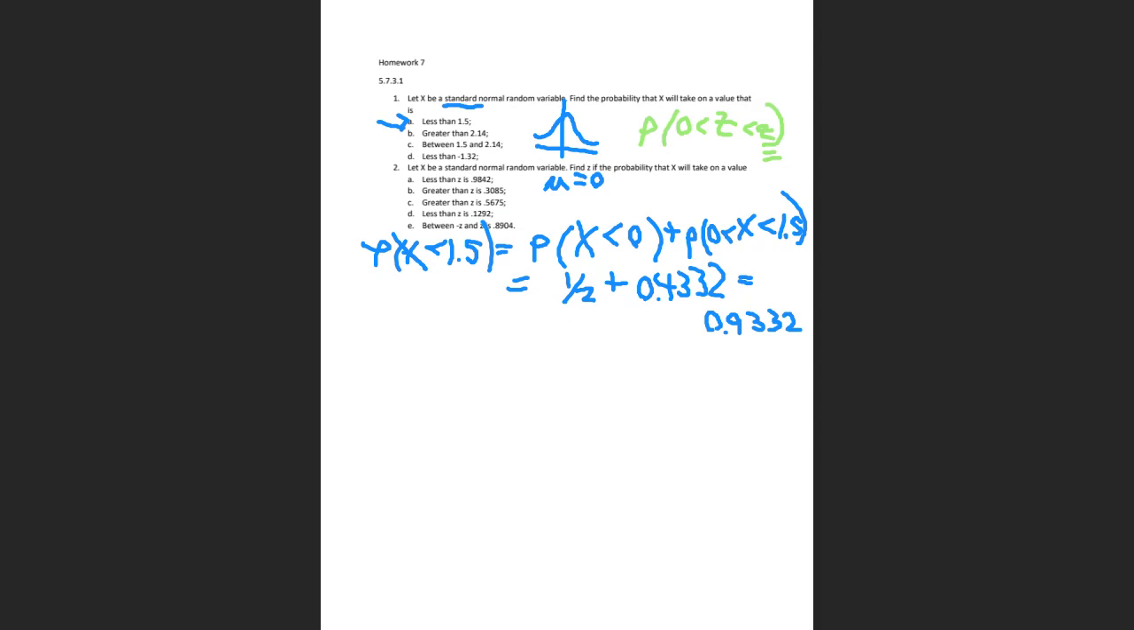Okay. So sounds like you get it. Now, for 2, let's do A. For 2A, it says X is a standard normal random variable. Find little z if the probability that X will take on a value less than little z is that.